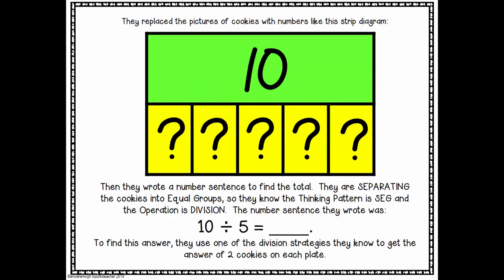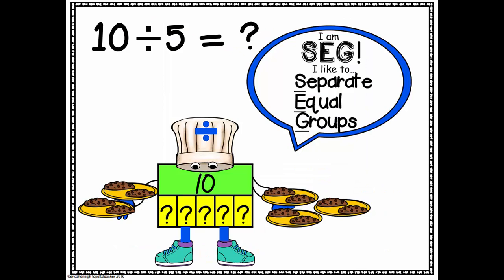They replaced the pictures of cookies with numbers like this strip diagram. Then they wrote a number sentence to find the total. They are separating the cookies into equal groups, so they know the thinking pattern is Sag and the operation is division. The number sentence they wrote was 10 divided by 5 equals blank. To find this answer, they used one of the division strategies they know to get the answer of 2 cookies on each plate. I am Sag. I like to separate equal groups.